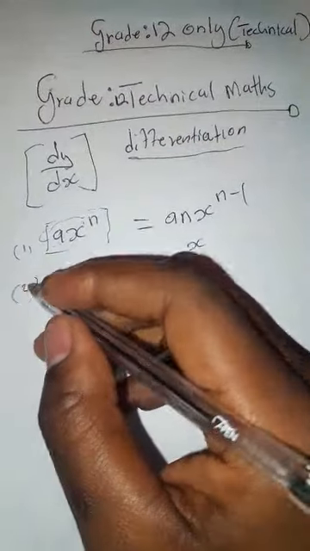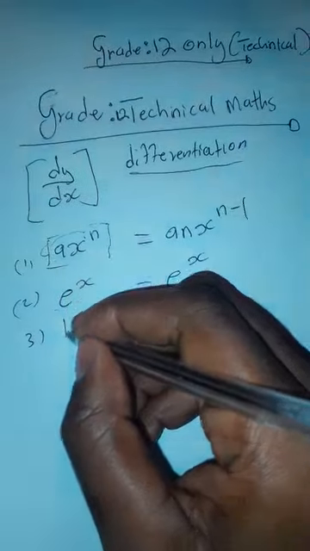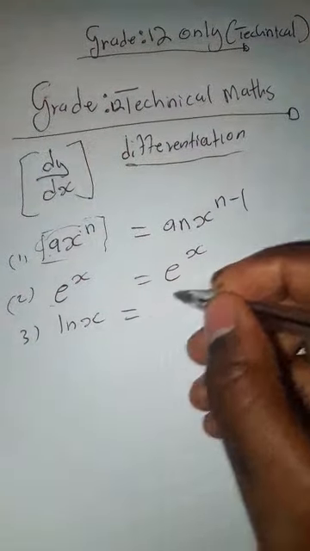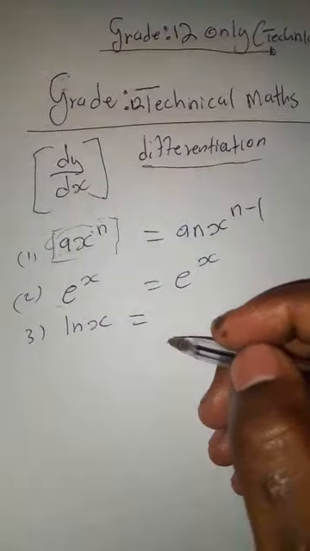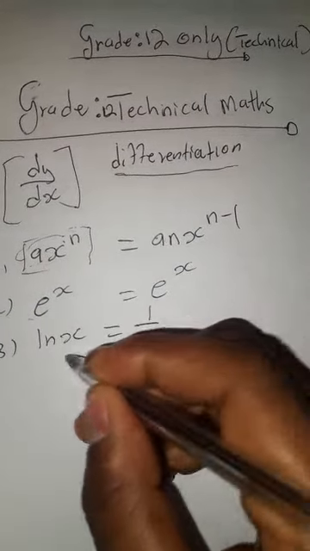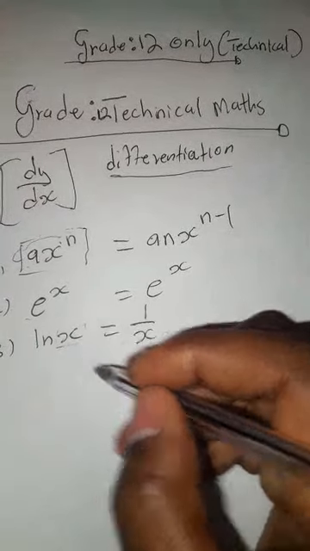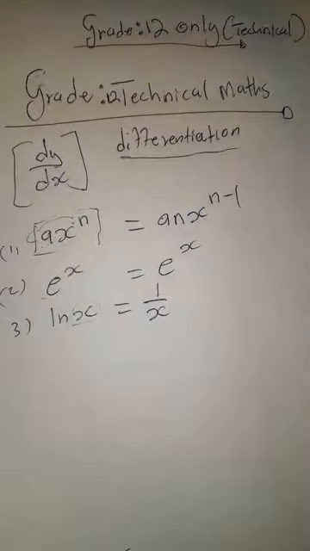Later again, let's say number 3, you are given to differentiate ln x. You must always know that when you differentiate ln x, this will give us 1 over x. It will become 1 over x. You take the x that is in front, even anything that is there on the front.